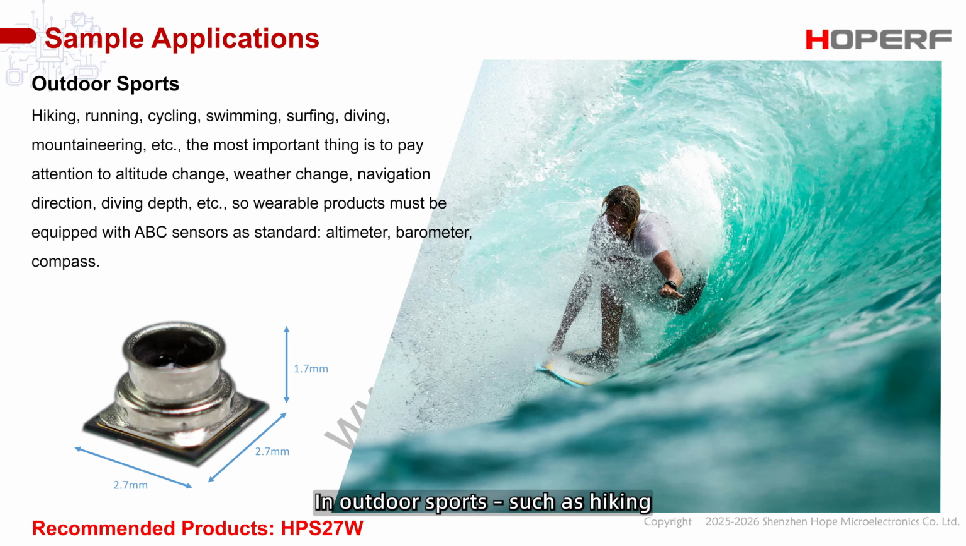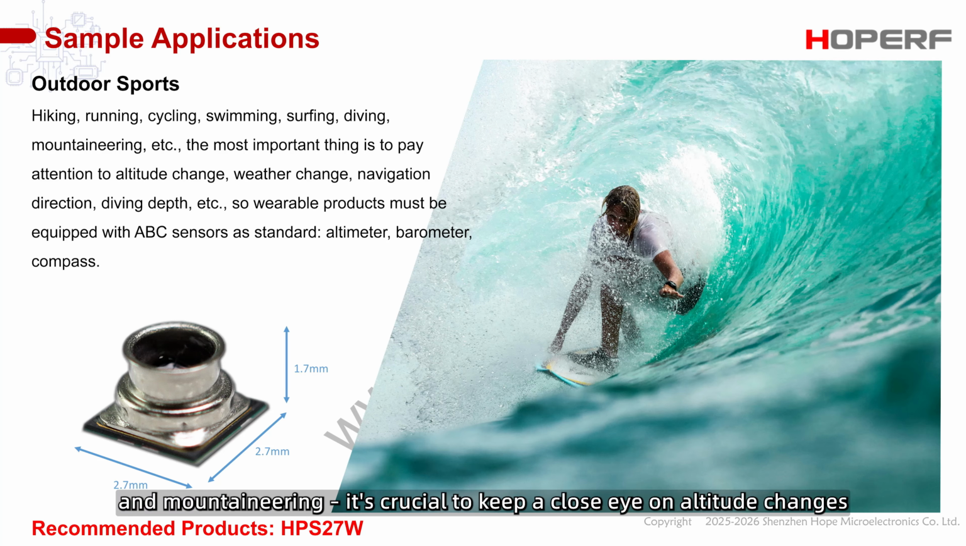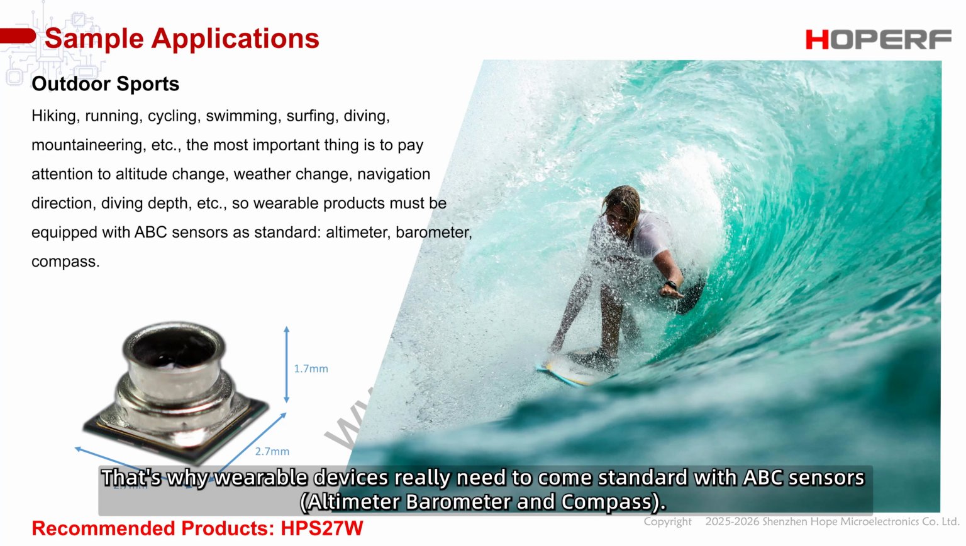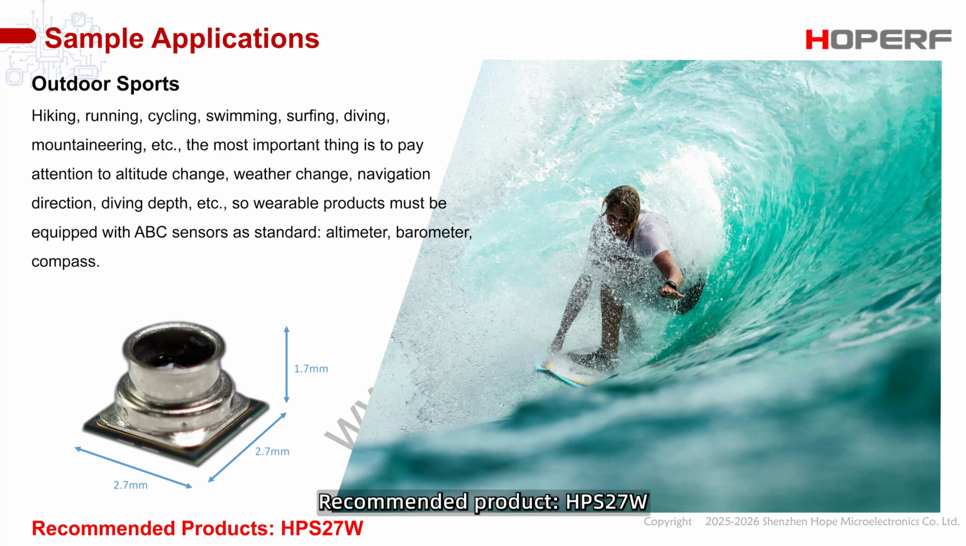In outdoor sports such as hiking, running, cycling, swimming, surfing, diving, and mountaineering, it's crucial to keep a close eye on altitude changes, weather changes, direction of travel, and dive depths. That's why wearable devices really need to come standard with ABC sensors, altimeter, barometer, and compass. Recommended product: HPS27W.